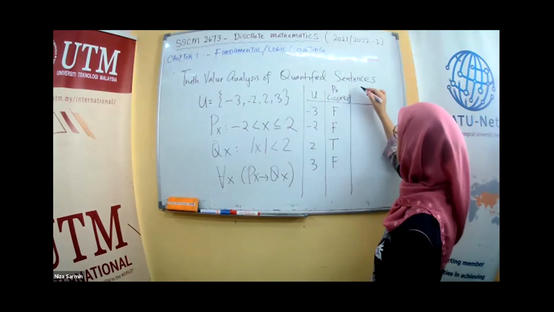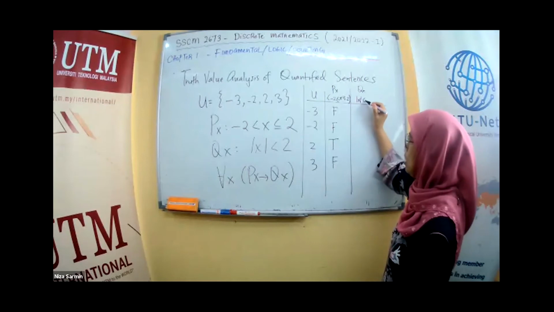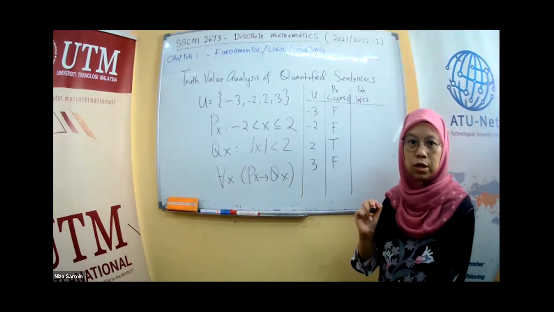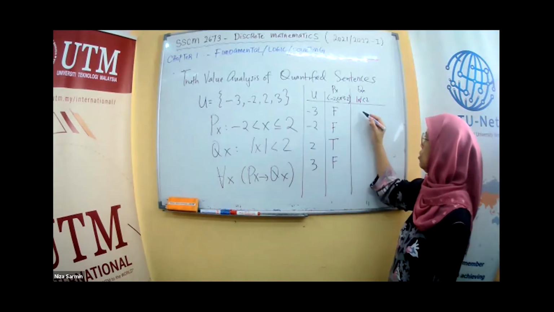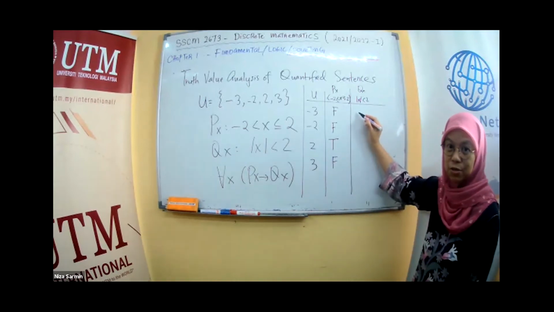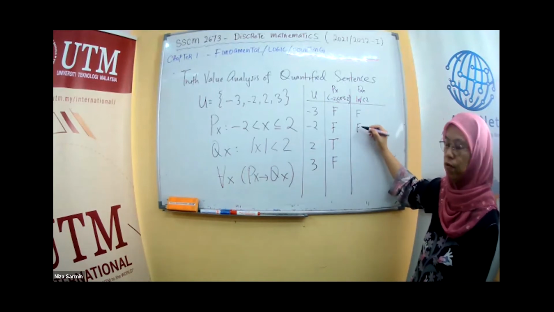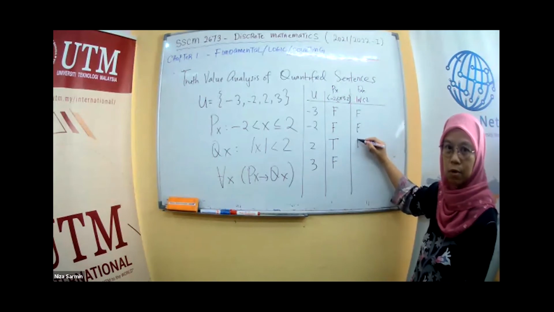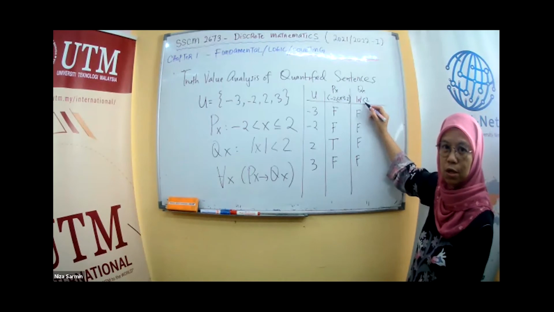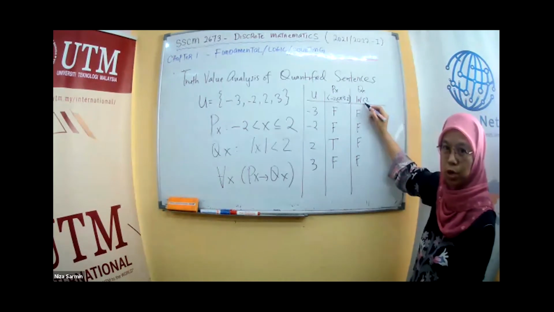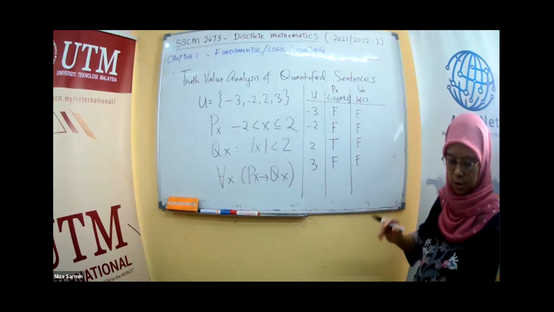And then the next one is Q(x). Q(x) is the absolute value less than 2, not including 2. So this one is 3. 3 is not less than 2. False, all false, right? I can change this to less than or equal and 2 will be okay. So it depends on the inequality.